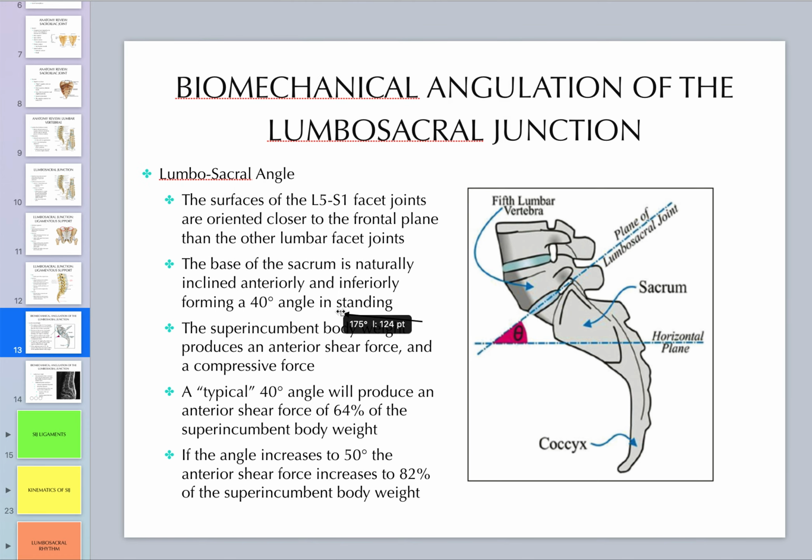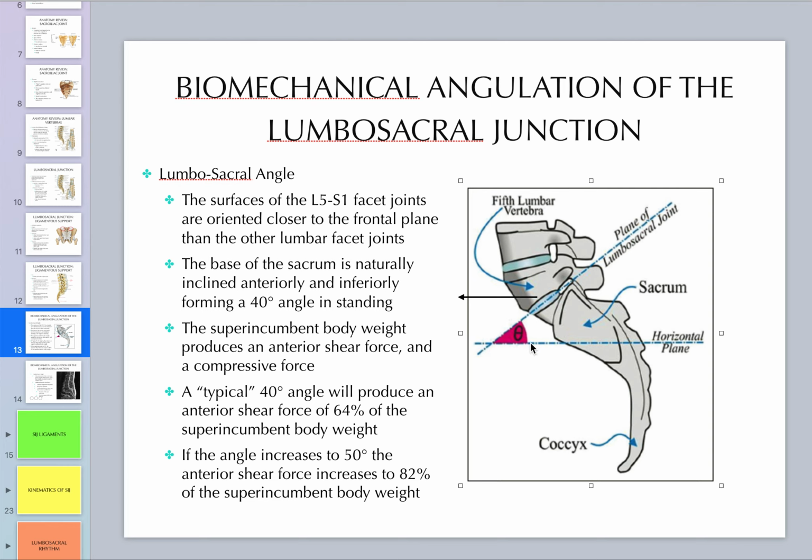So there is a constant shear force of L5 trying to translate forward on S1. A typical 40-degree angle will produce an interior shear force of about 64% of the body weight.